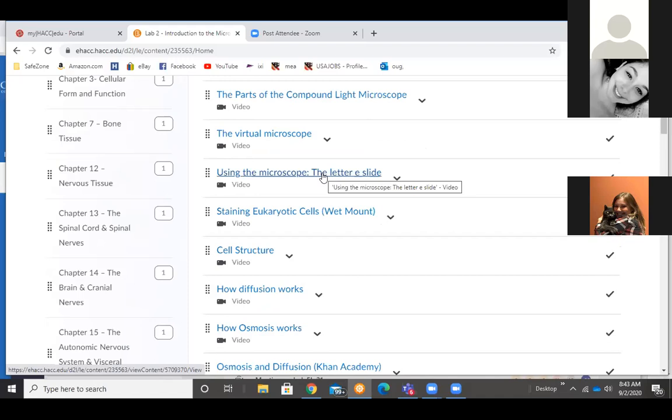This slide is actually going to show you that what you put under the microscope is actually inverted.